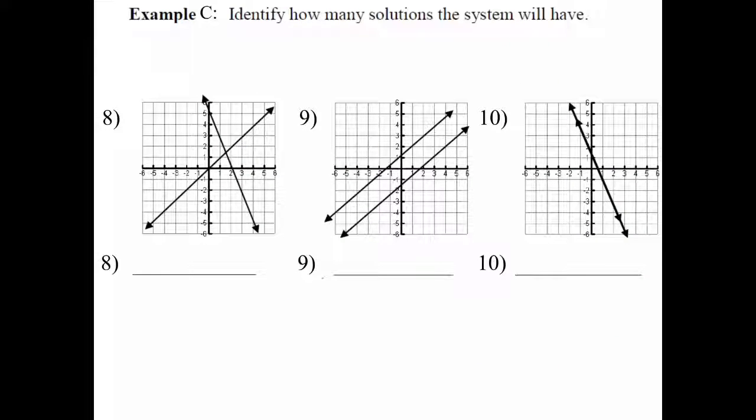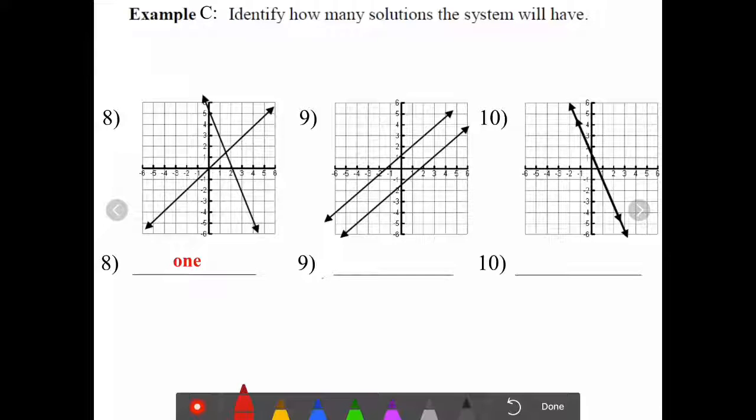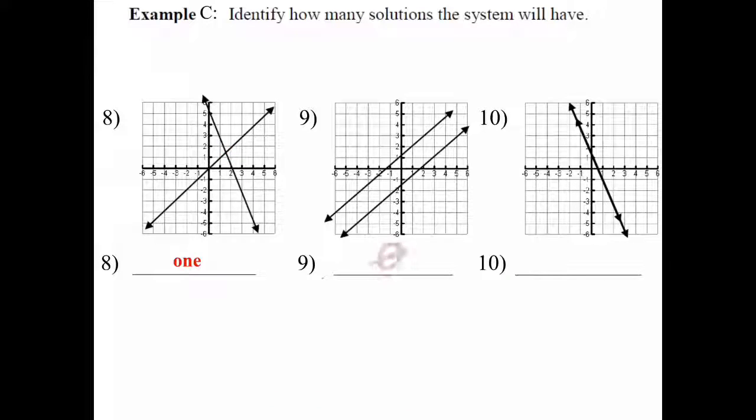Now these are the 3 representations of the amount of solutions that a system can have. So what I need you to do is look at the graph and tell me how many solutions each of the graphs have. All right, now for number 8, you can see that there's only one solution. That one solution is this intersection point right over here. All right, number 9 has no solution because they don't intersect.